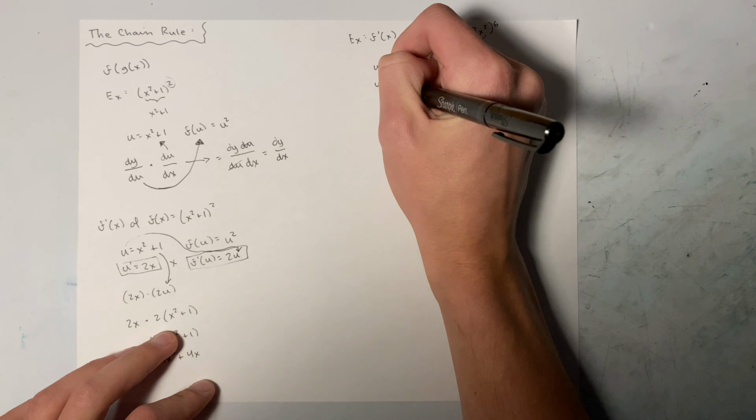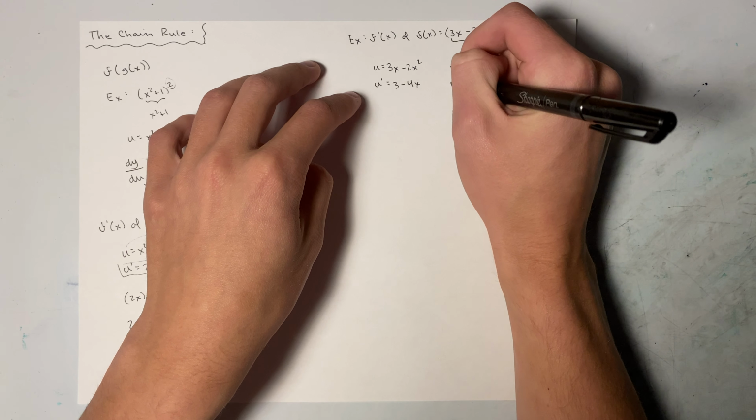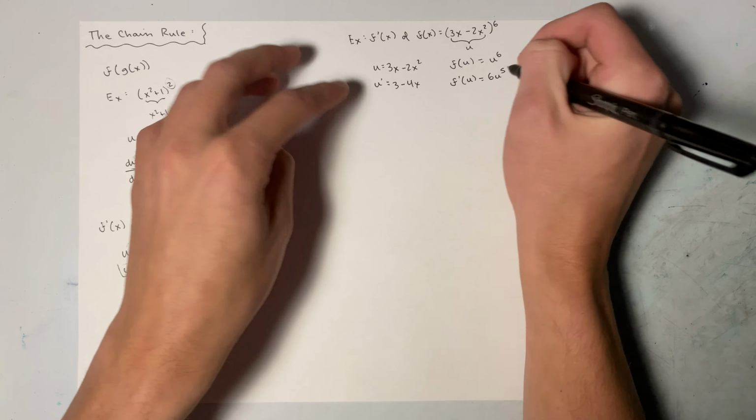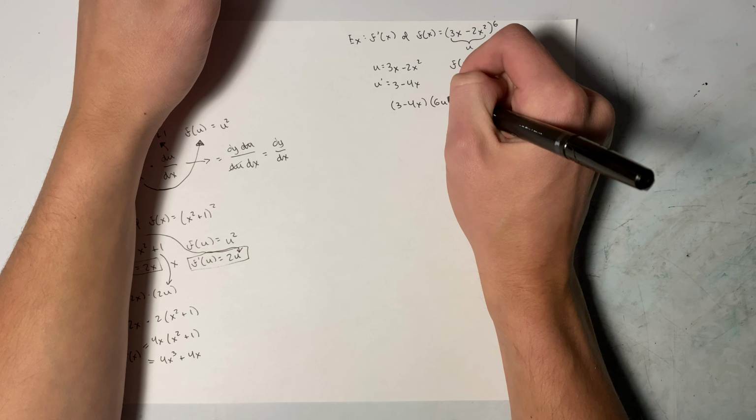And so we know u prime, the derivative of u, is just going to be 3 minus 4x. And then our f prime of u, our derivative of f of u, is just going to be equal to 6u to the 5th, according to our power rule. And then we just simply multiply these together. So 3 minus 4x times 6u to the 5th.